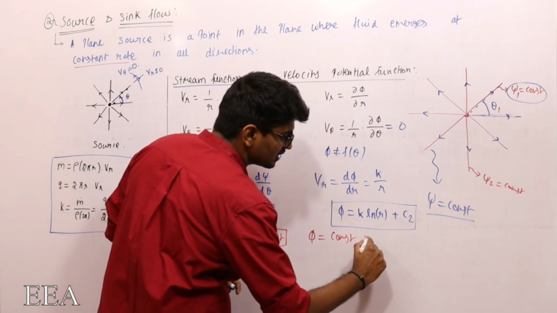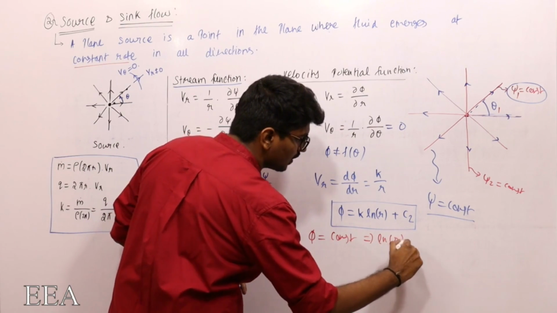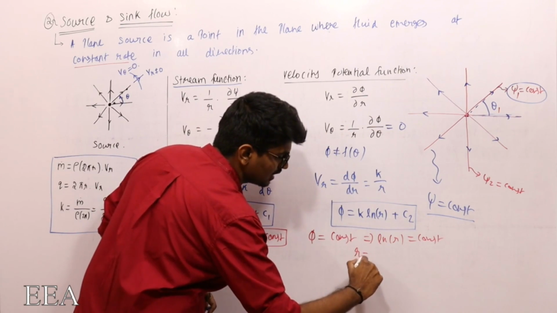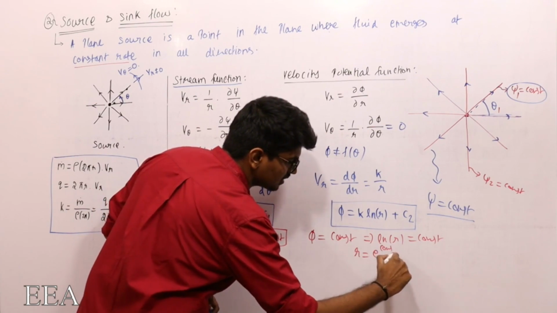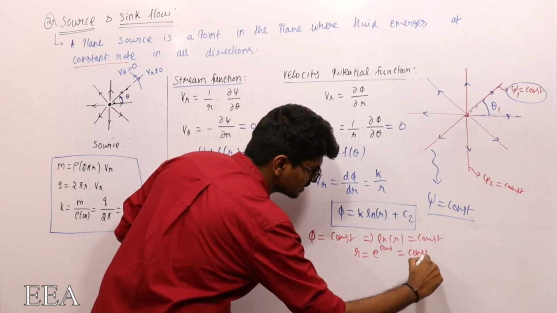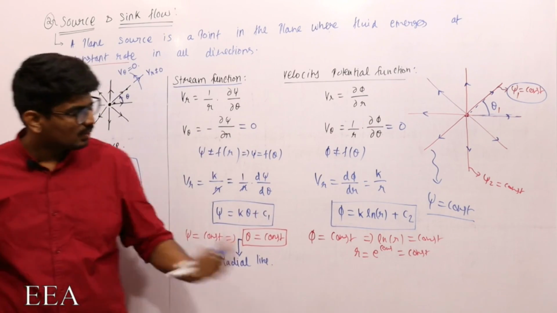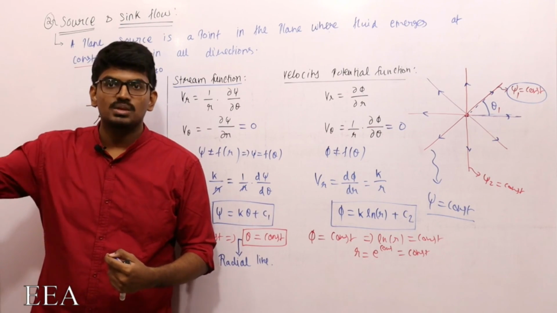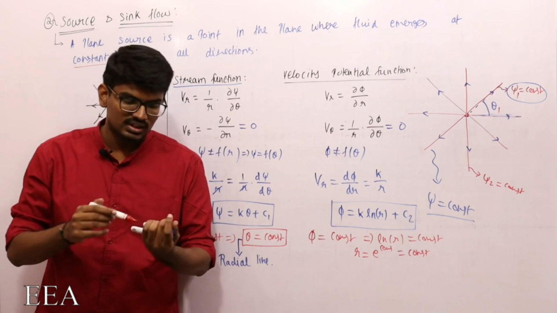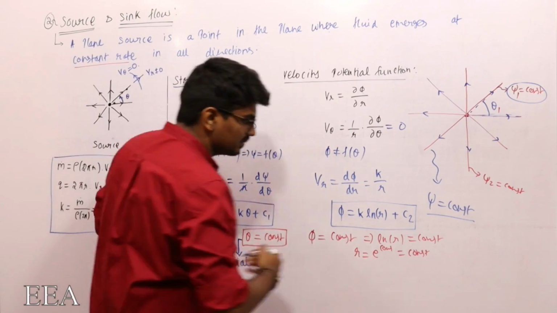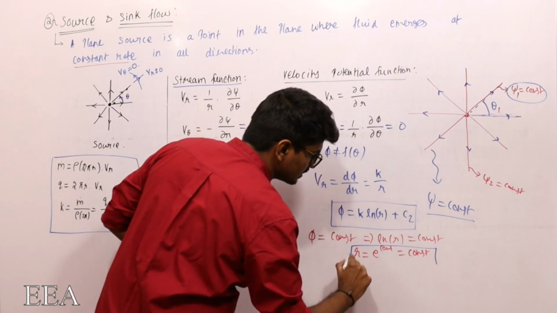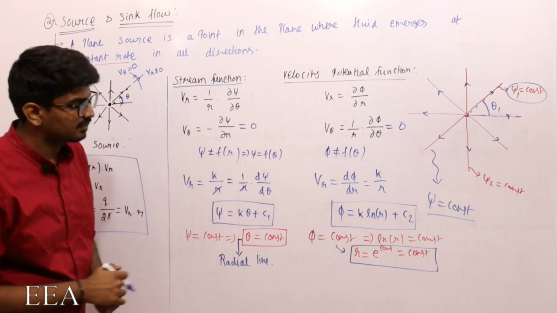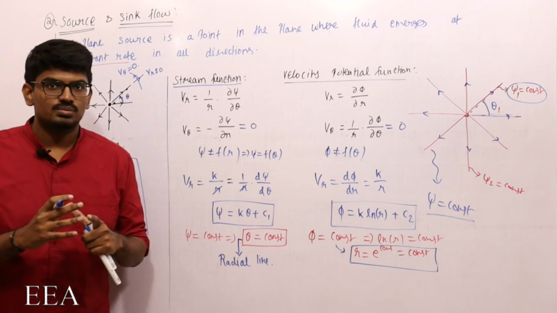So phi constant in the sense ln of R is constant, which can be written as R is equal to e to the power of some constant, which is another constant. Am I right? What I'm doing is just applying the exponential on both sides. If I apply that, R will be equal to e power constant, and e power constant is also another constant, right? So simply, this is our equipotential line. So equipotential line means the radius should be constant.